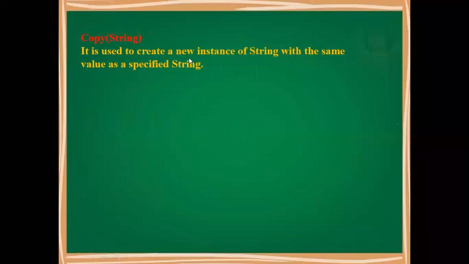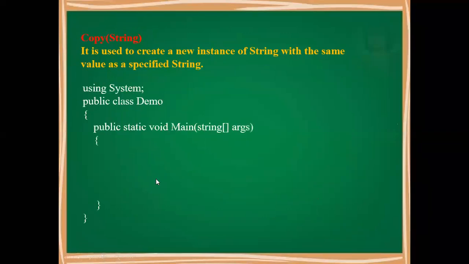We can get a copy of a particular string and create a new string. It is used to create a new instance of a string with the same value as specified in the string. So this is the program. The program structure is already there. String s1 equal to hello, and string s2 we want as string.Copy. String is the class name and Copy is a static method, so that's why we call it with the string name, string.Copy. It is a string function only, but a few are static methods and a few are normal methods.